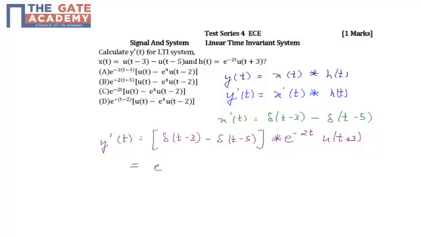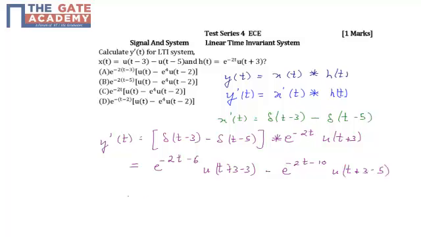This would be e power minus 2 times t minus 3, that is, minus 2t plus 6, u of t plus 3 minus 3, that gives you u of t, then minus e power minus 2 times t minus 5, that is, minus 2t plus 10, and u of t plus 3 minus 5.